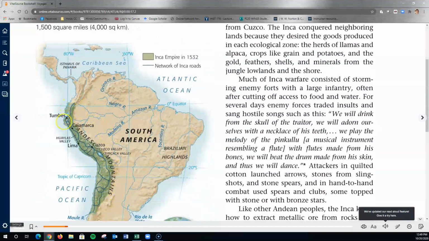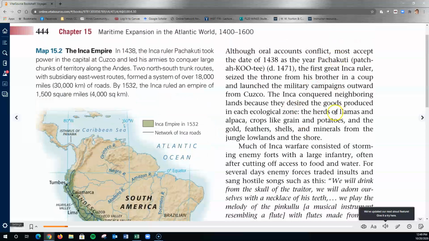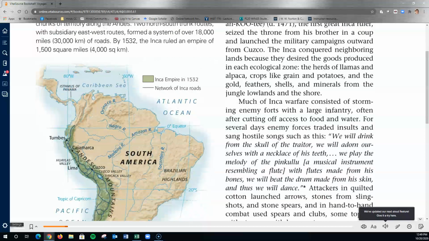This is not a tremendously hospitable area. And so you will find out that they ended up conquering some other areas because they needed crops and goods that were produced in different geographic areas.